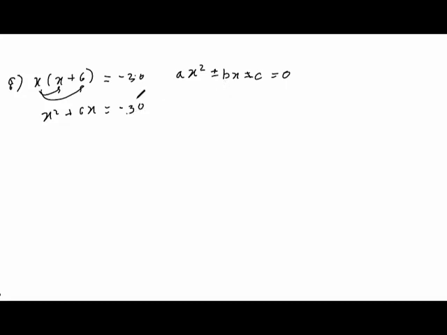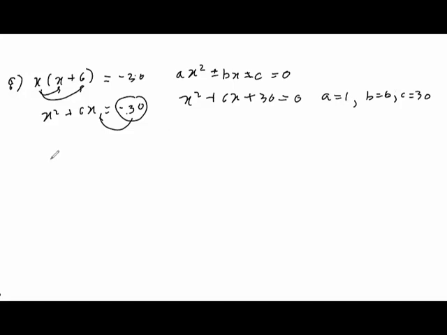It's still not quite in the right form because we have to bring this over here. So now we have x squared plus 6x plus 30 is equal to 0. And now it's in the right form. So now we can designate a is equal to 1 because there's no number in front of it, so we assume it's 1. B is equal to 6, and C is equal to 30. Now we can plug those numbers into our quadratic formula.